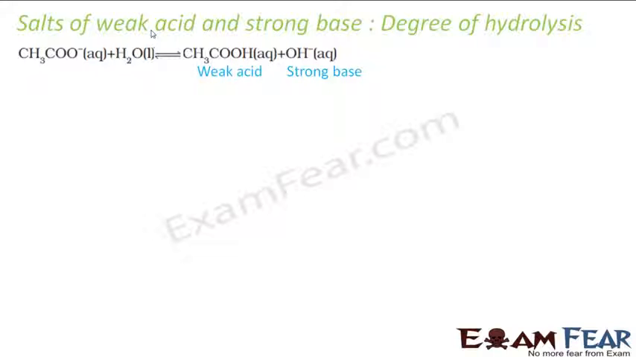Now let's try to find the degree of hydrolysis. The extent to which the salt gets hydrolyzed is the degree of hydrolysis. Let's suppose the initial concentration was C, and the products are 0 and 0. At equilibrium, this becomes C into 1 minus h. Instead of alpha we use h here. The products become Ch and Ch. I have to find h, right? That's what I have to find.